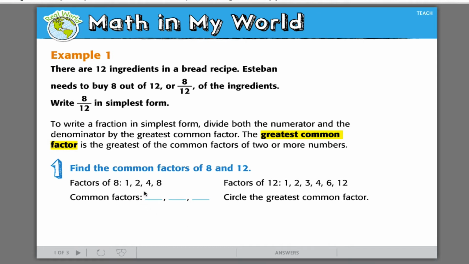So our factors that are the same are 1, 2, and 4. And the greatest common factor, or biggest number that's the same, is 4.